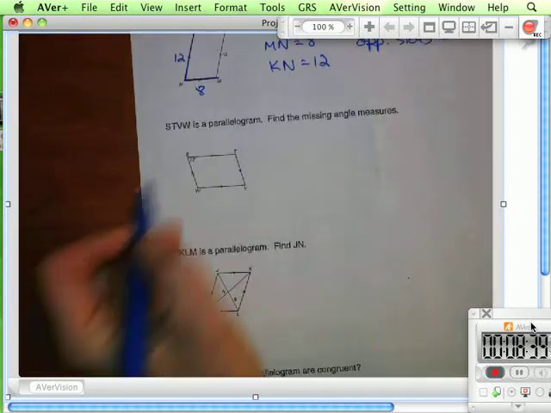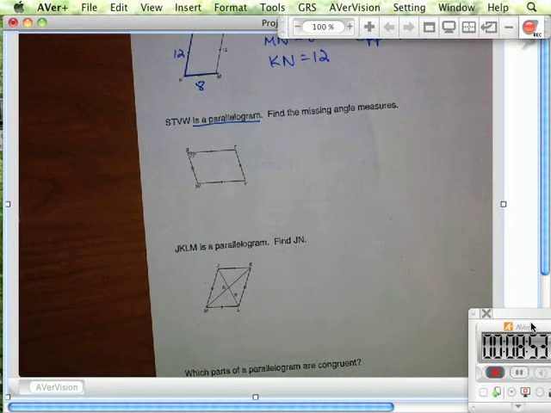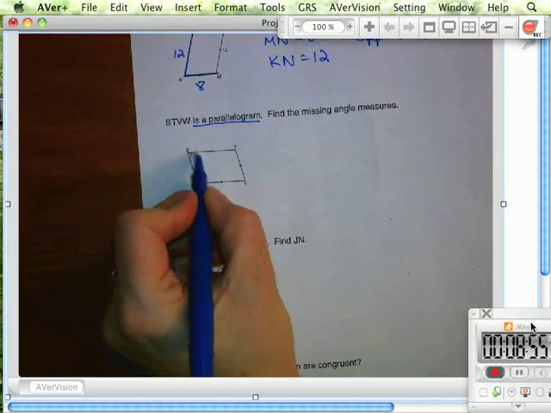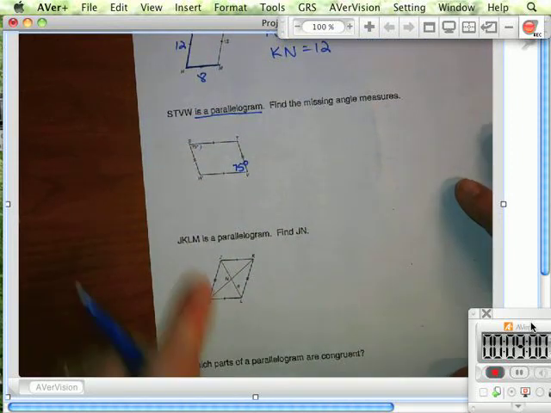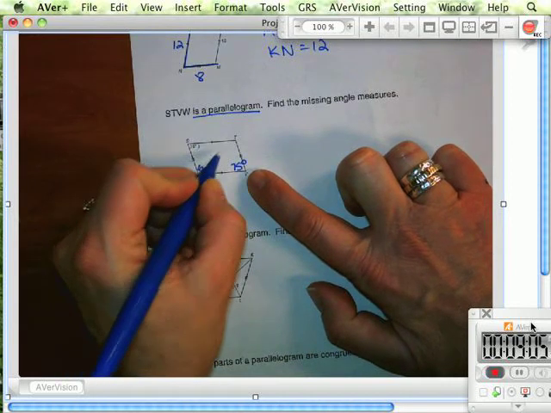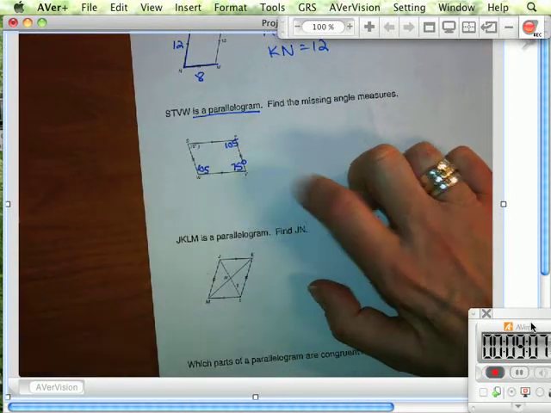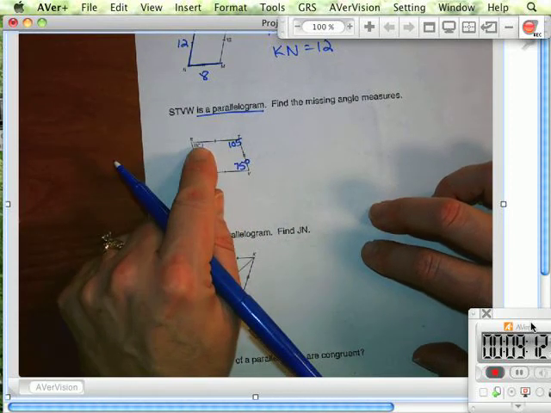All right, here again, they're telling me this is a parallelogram. What do I know about the angles of a parallelogram? Two things I know. Angles next to each other add to 180, and opposite what? Are congruent. So if this is 75, this is 75. This is 105. Yep. These two add to 180, so this is 105. Opposite of that would be 105. Check. These two add to 180. These two add to 180. These two add to 180.